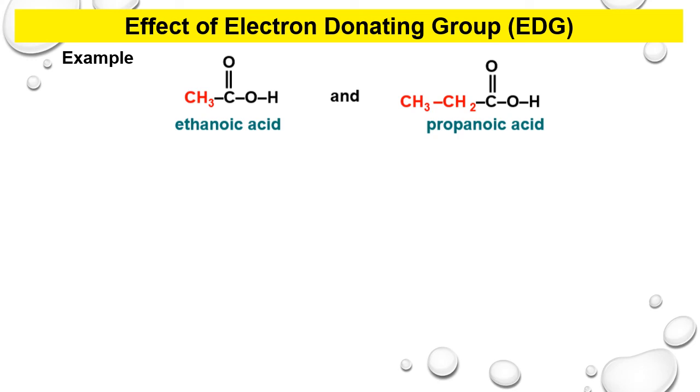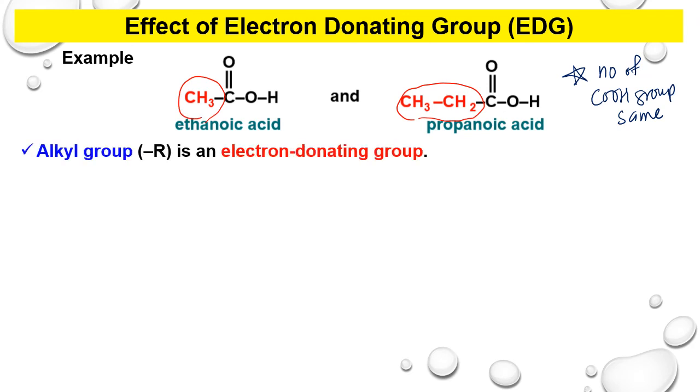Okay, syarat dia satu je. Okay, syarat dia adalah number of carboxyl group, okay, mesti sama. Same number of carboxyl group. Jadi yang akan berbeza nanti adalah dekat bahagian belakang ni lah. Okay, the alkyl group dekat sini. So, alkyl group is an electron donating group.